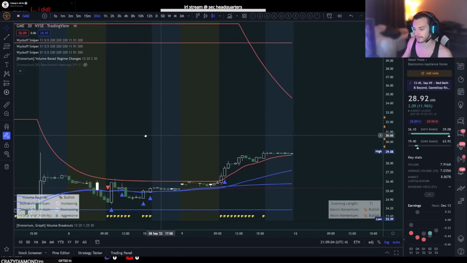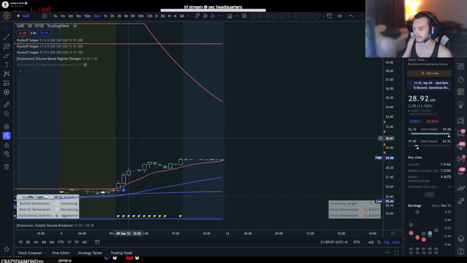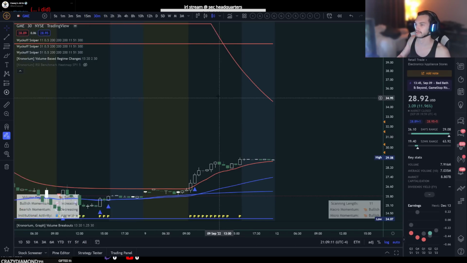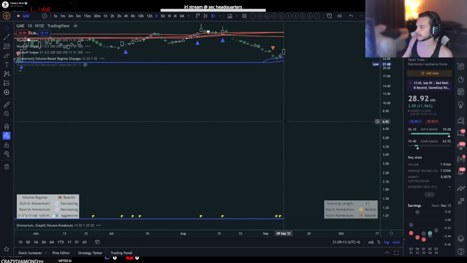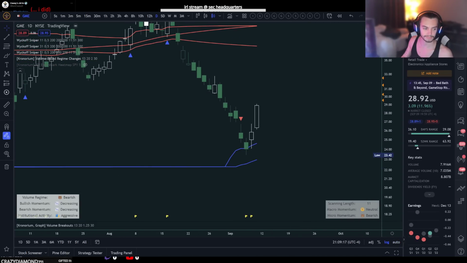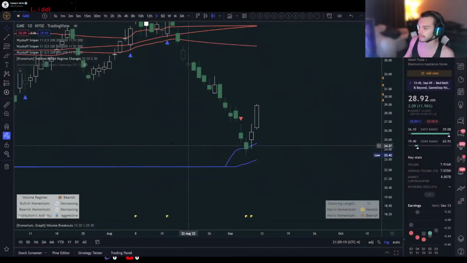On the 30-minute, though, we are seeing an increase in bullish momentum and a decrease in bearish. Double bullish as well on the snippy snipe. Also had a daily bounce. As you can see, snippy snipe does it again.